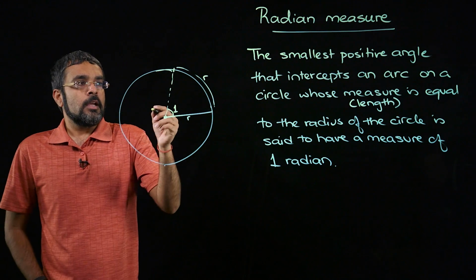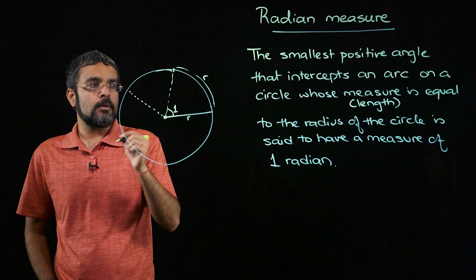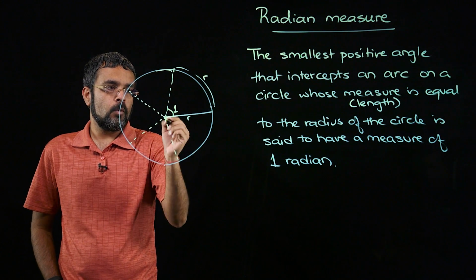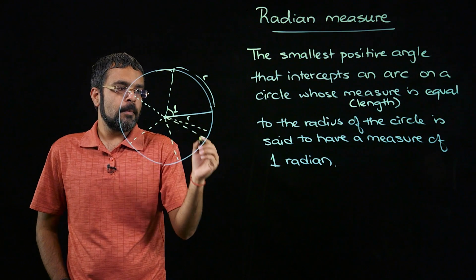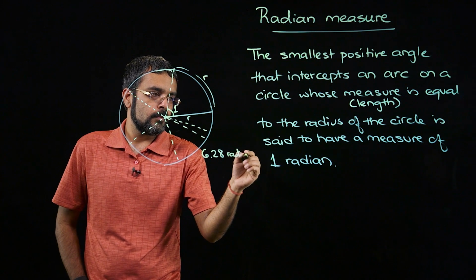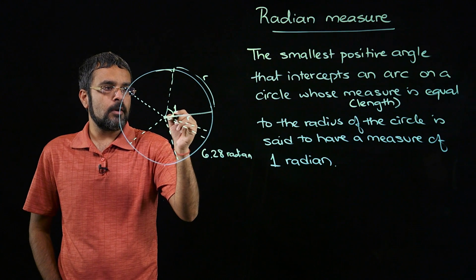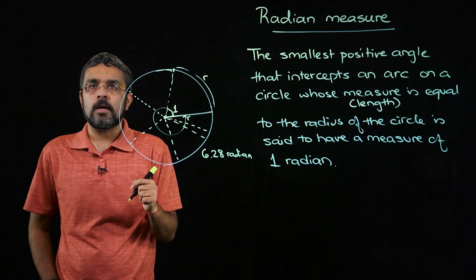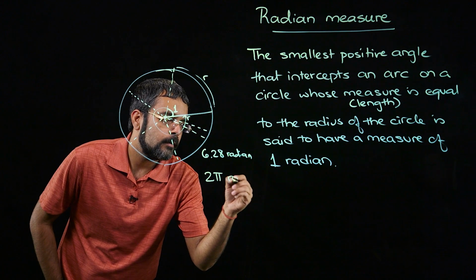If you go around and try to figure out how many radians fit in 360 degrees, I will see that I can get 1, 2, 3, 4, 5. Obviously this is not drawn to scale, but I can get about 6.28 radians if I go all the way around. So if I start from here and rotate all the way around back to my initial position, I get roughly 6.28 radians, or we call that 2 pi radians.